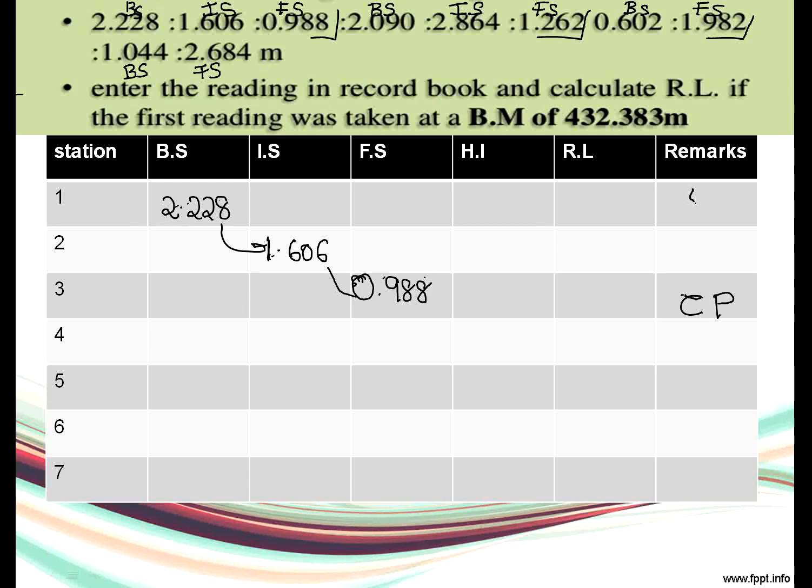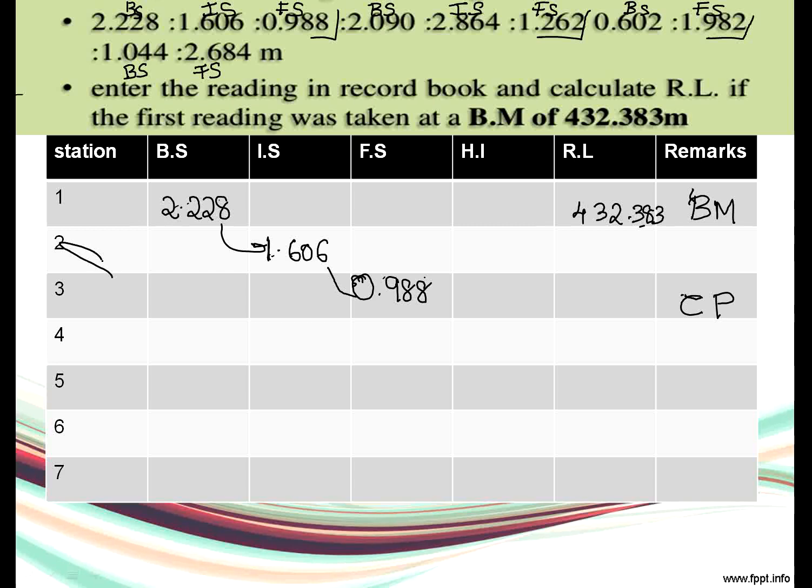Okay. So after these 3 bookings, the instrument is shifted, and that means this is your change point, and the first point is your benchmark, whose RL is given to you, that is 432.383.